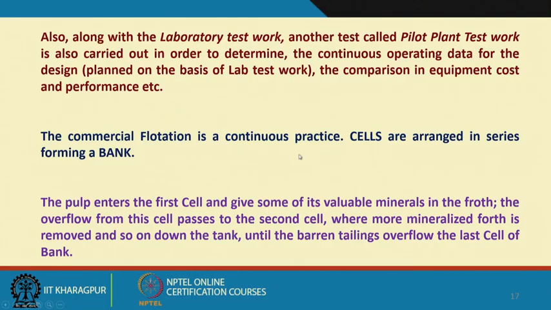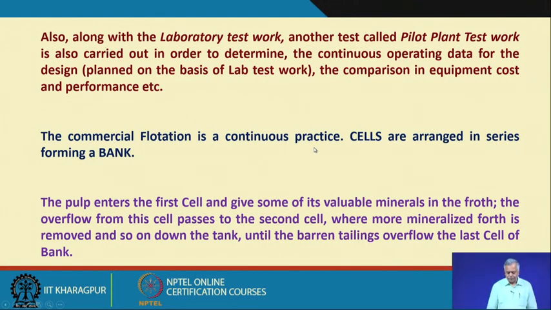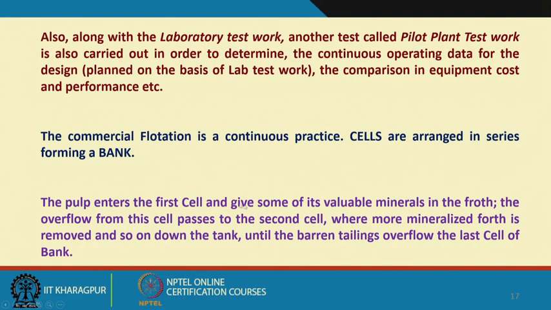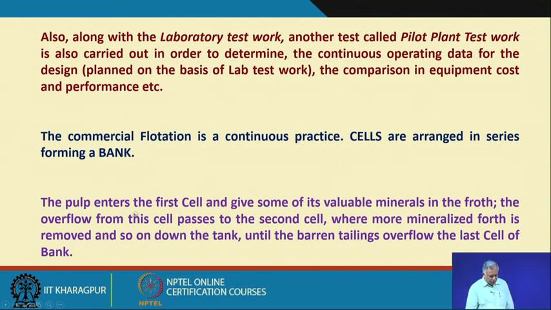The commercial flotation is a continuous practice. The commercial flotations are always continuous ones. Cells are arranged in series forming a bank. I will show you what I mean by a bank of flotation cells. The pulp enters the first cell and gives some of its valuable minerals in the froth. The overflow from this cell passes to the second cell, where more mineralized froth is removed, and so on down the tank, until the barren tailings overflow the last cell of the bank.